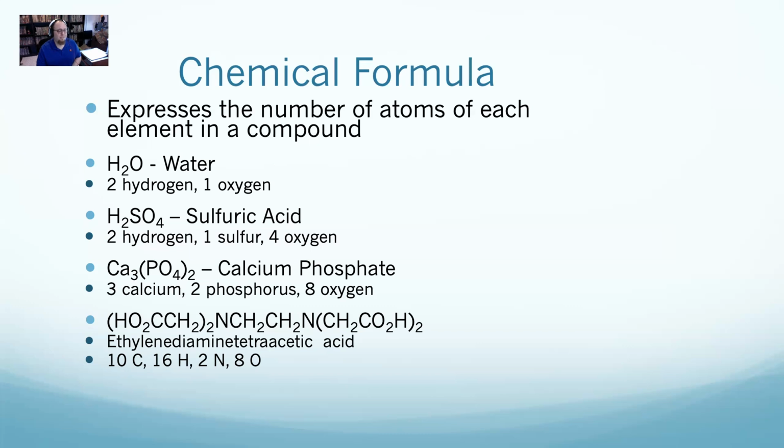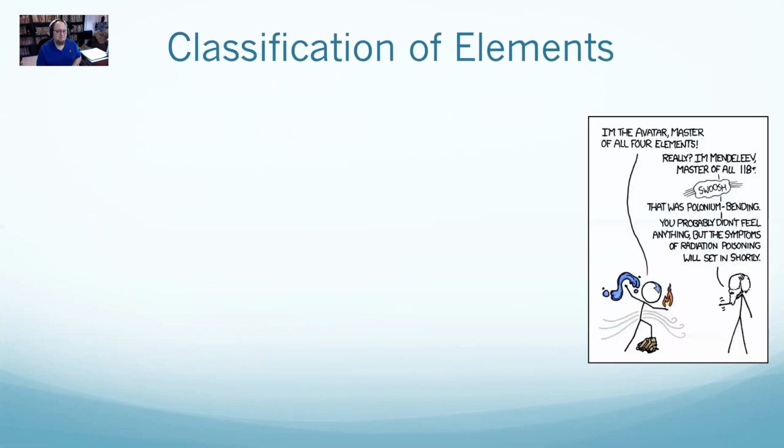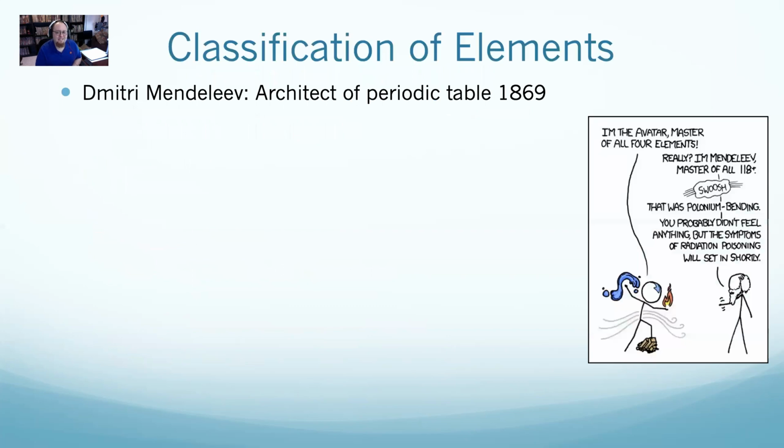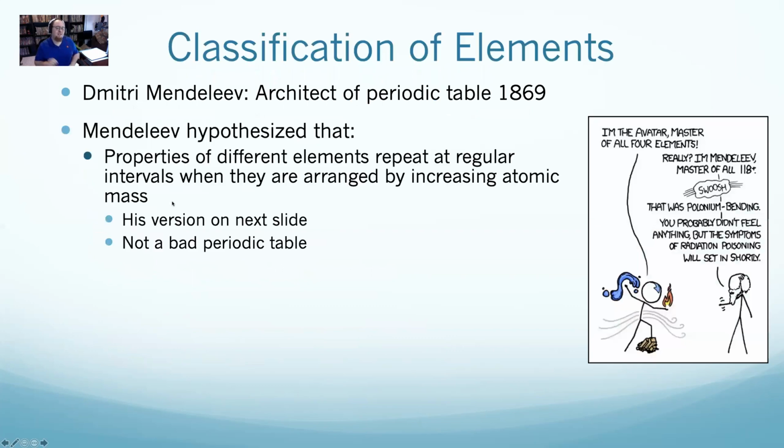Now, each element can only bond with other compounds in certain ways. And this will actually help us classify our elements. In 1869, a man named Dmitry Mendeleev figured out something and created what was the first periodic table. What he said is the properties of different elements repeat at regular intervals, or repeat periodically. And he said this happens anytime you arrange the elements by increasing atomic mass.